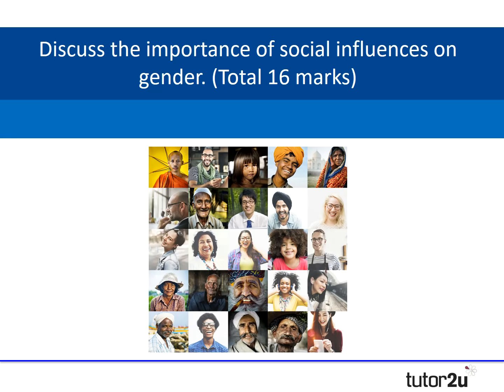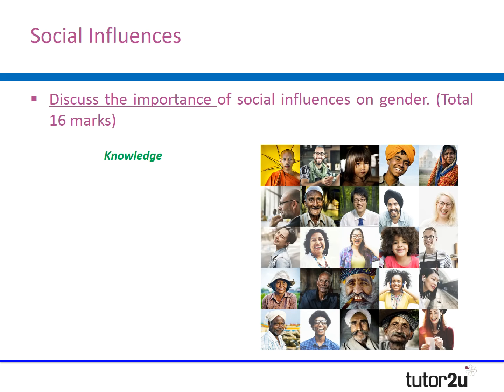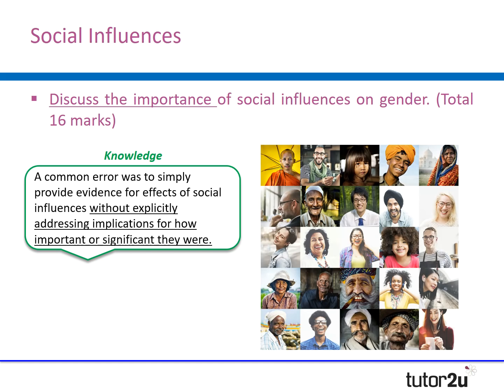Last but not least, the final question I want to focus our attention on is: discuss the importance of social influences on gender. Again, a 16 marker, and it's really just knowledge points to pick out here, because the examiner said that a common error was that students simply provide evidence for the effects of social influences.